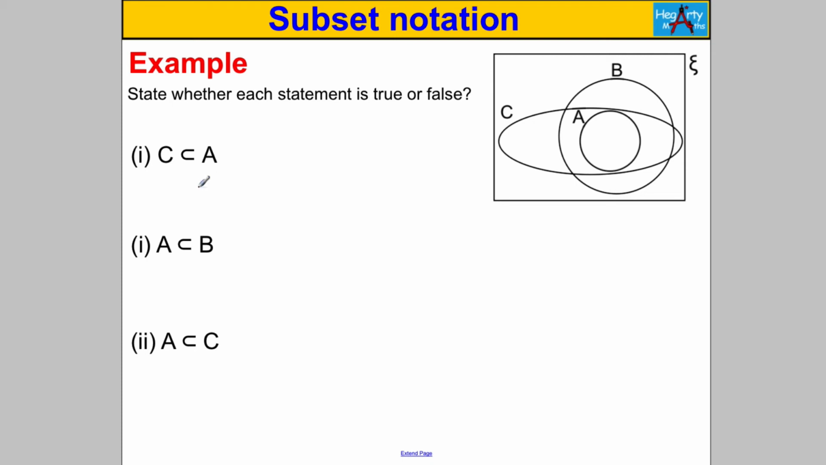Okay, is C a subset of A? Is C entirely contained within A? No, it isn't. C is bigger than A. In fact, C entirely contains A. So this is definitely a false statement. Is A a subset of B? Yes, A is entirely contained within B, this big circle here, so this is true.